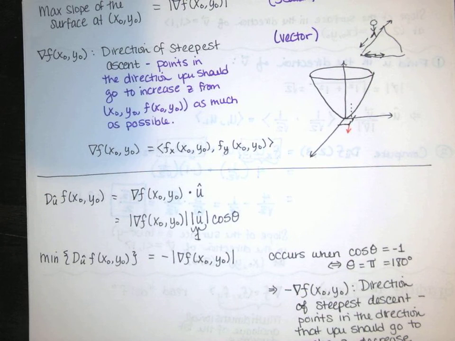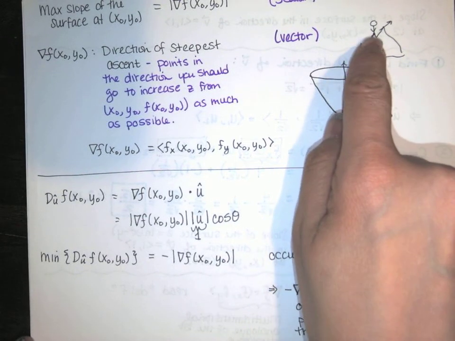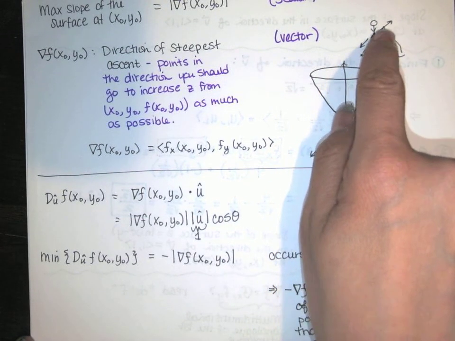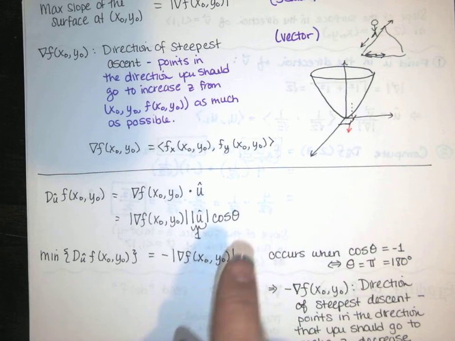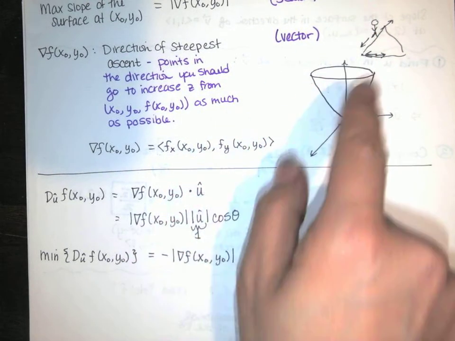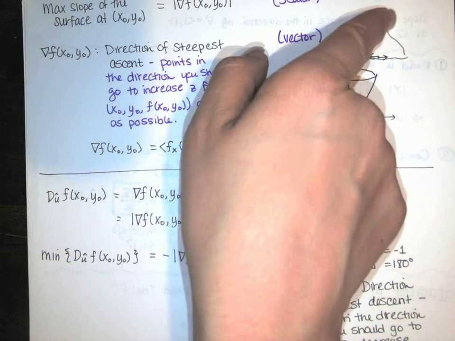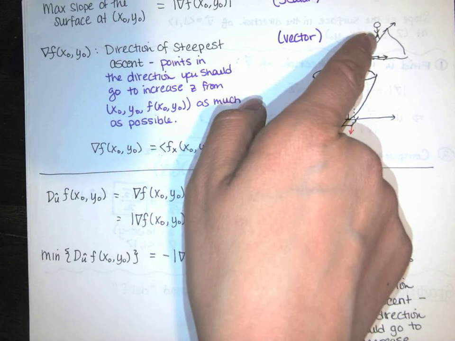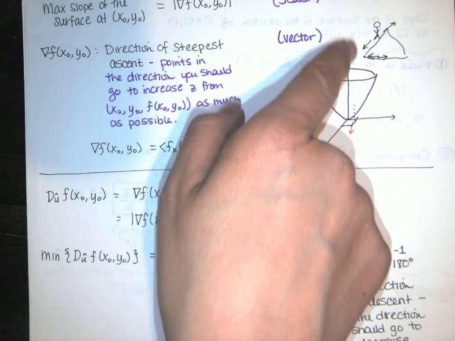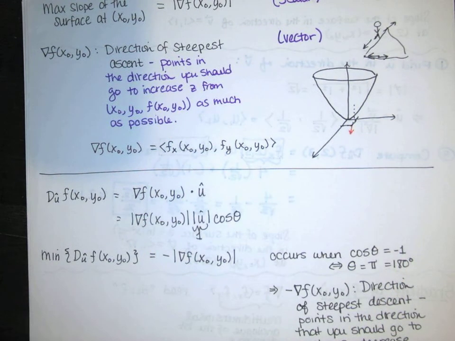It's saying if you're standing here on a mountain and you're looking for where the z-values increase the most and where they increase the least, the gradient tells you where they increase the most. If you go that way, the z's go up the most. The opposite of the gradient tells you if you go that way, the z's go down as much as possible.